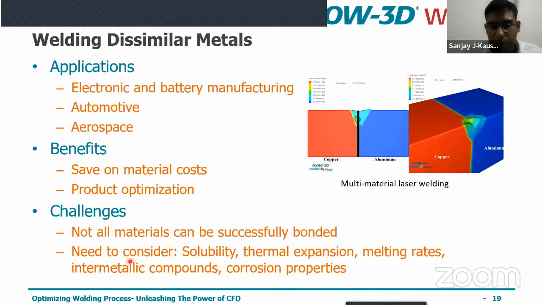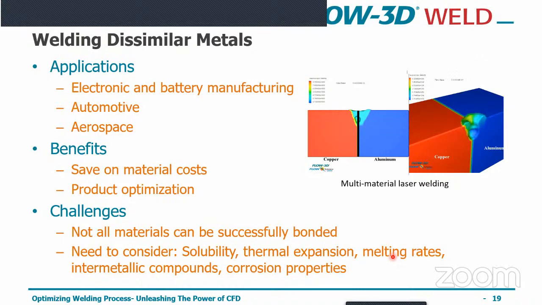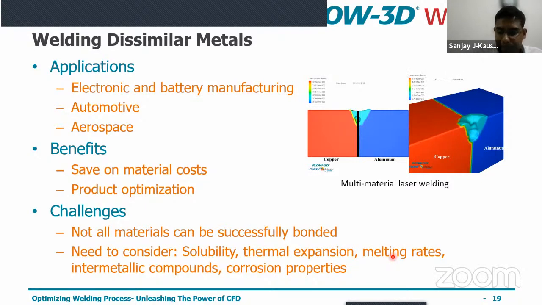And also what we need to consider is solubility between the metals. Thermal expansion is very important when it comes to two different metals. Melting rates are also quite important, because you cannot have a material that melts at 400 degrees Celsius and another material which melts at, say, 1500 degrees Celsius. So it is very important for us to note all these points. And also intermetallic compounds, the composition and also corrosion properties of these materials should be considered in melting.